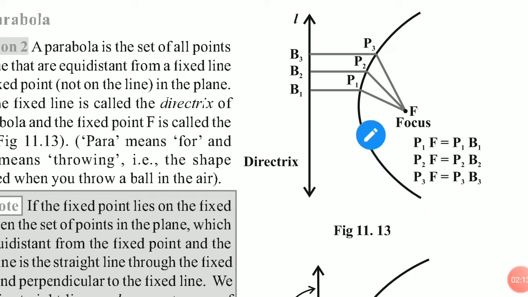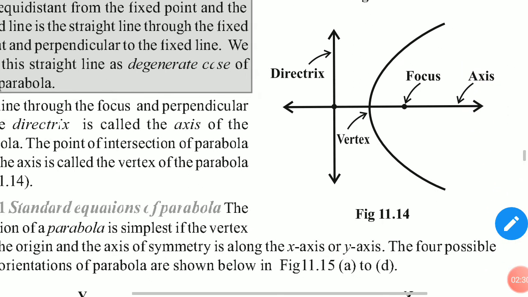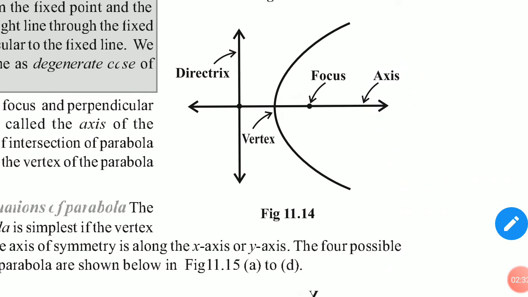So this is the actual diagram of parabola. Now you understood the definition and diagram of parabola in terms of the directrix and the fixed point, the focus, and the fixed line that is called directrix. Now move further. Now this is the detailed explanation of this diagram of parabola. This is the line of symmetry. This line of symmetry is also called the axis of parabola.